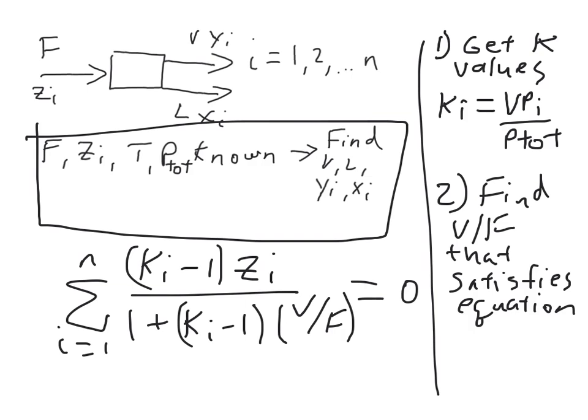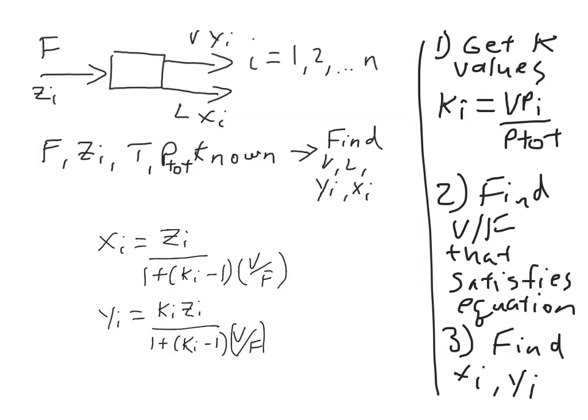Next, what are we going to do once we've found V over F? The last step, step 3, is to find the xi and yi values, and these are the two equations we use. We know all of the parameters in these equations. We just found V over F in step 2, so we know this value right here. We know the Ki's, which we found in step 1. The Zi's were given to us in the problem statement, so we can find out what xi and yi are for each individual component.